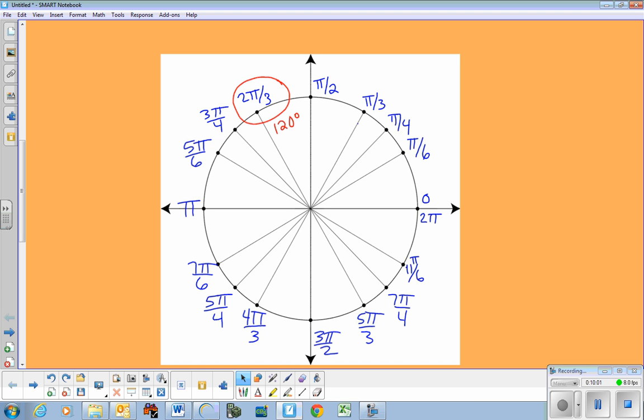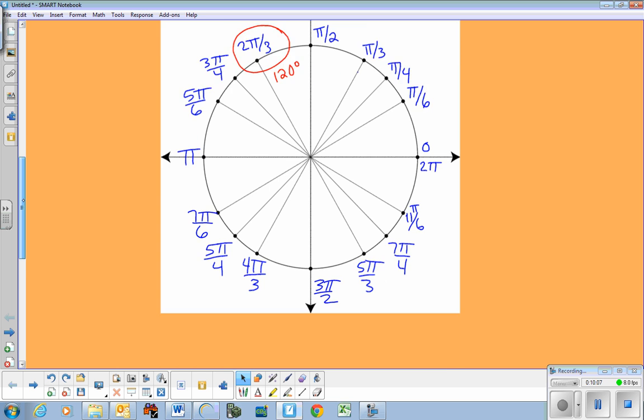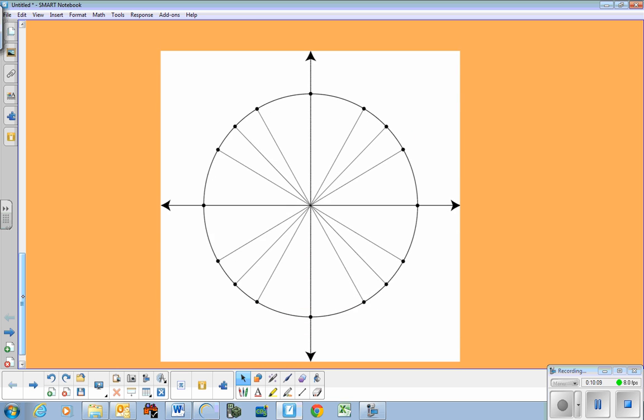Okay, so that's the kind of thing we're working toward, and we'll get there with more practice. All right, so last on the agenda, sine and cosine of all of these spots.